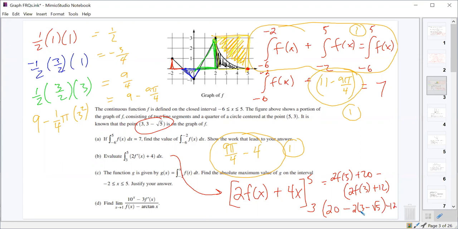That's 20 minus 6, minus another 12. That should be 20 minus 18. That should be 2. And then minus a negative, so that should be 2 plus 2 root 5.